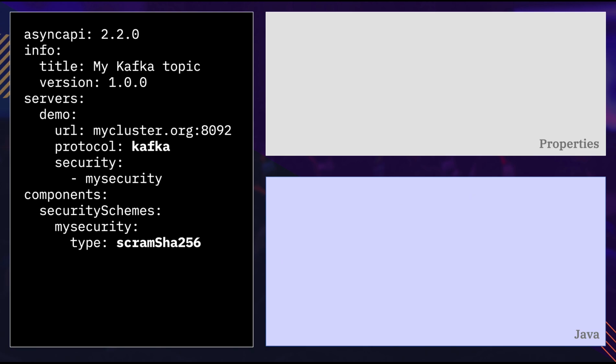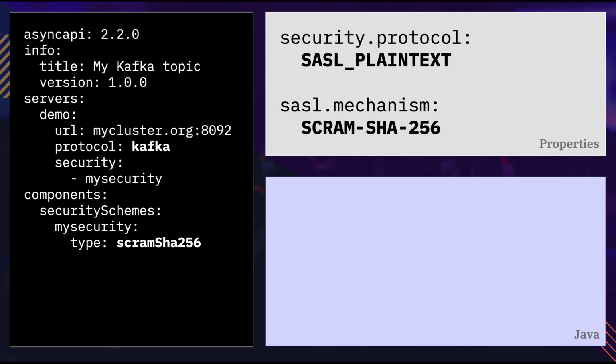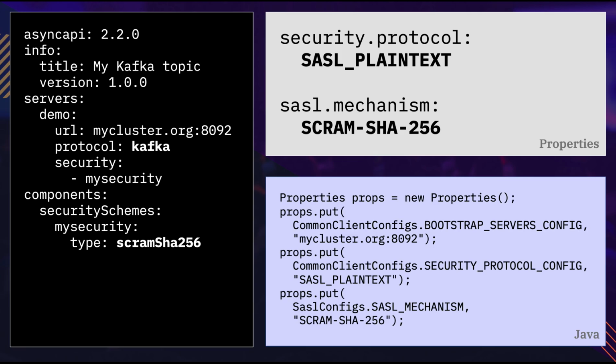Let's try another example. In this one, protocol is again just kafka, so again, that means no encryption. But this time there is a security scheme, so that means we are using authentication, and the security scheme type tells us the SASL SCRAM mechanism we need to use. So the security protocol we would use in our app this time is SASL_PLAINTEXT. The PLAINTEXT bit is because there's no encryption, and the SASL bit is because we're using auth. And then the SASL mechanism identifies the auth type. And in code, using Java as an example, it would look like this: SASL_PLAINTEXT for the security protocol config, and SCRAM-SHA-256 for the SASL mechanism.